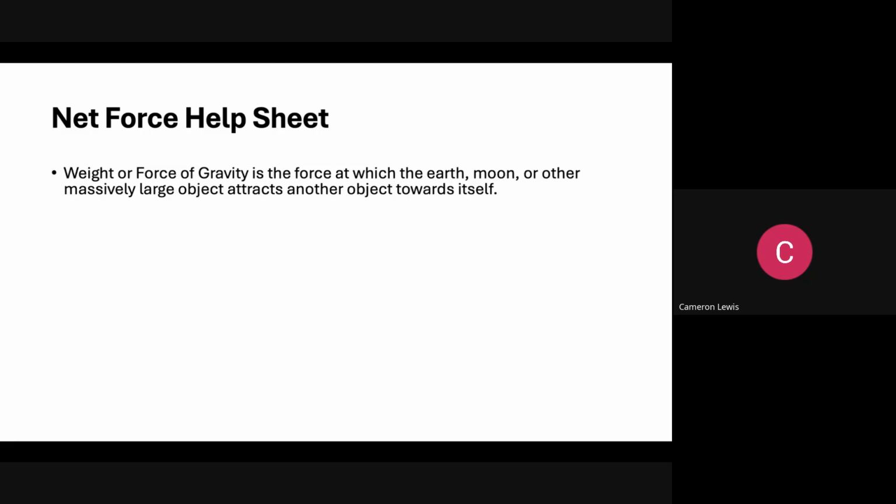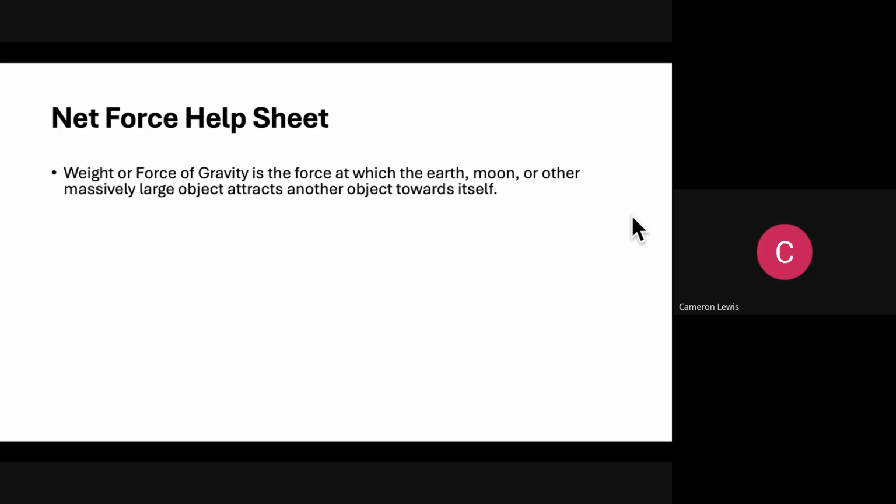Now, this is for anybody who is trying to memorize anything that I was just saying about the different types of forces. I already got it here for you. Follow along with me. Weight, or the force due to gravity, is a type of force. That force is the force at which the earth, the moon, or other massively large objects attract another massively large object towards itself.